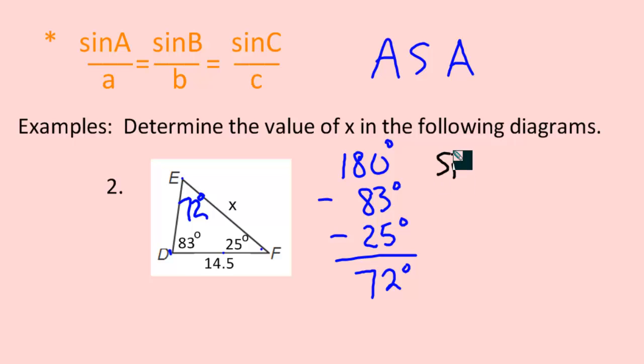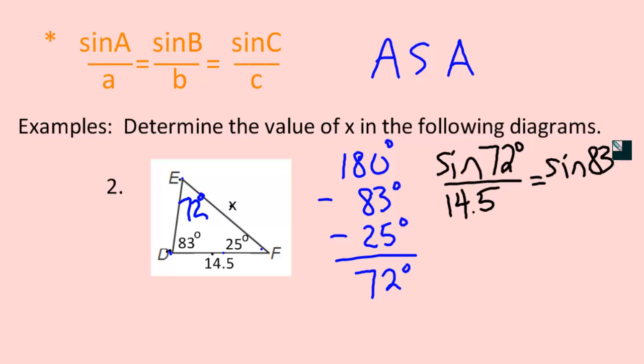So the sine of that 72 degree angle corresponds with a length of 14.5. Now I'm going to go after the x. That's what I'm trying to find. So I've got to use the angle that's across from it, or opposite. That would be angle D. So sine of 83 degrees is going to correspond with the unknown x.